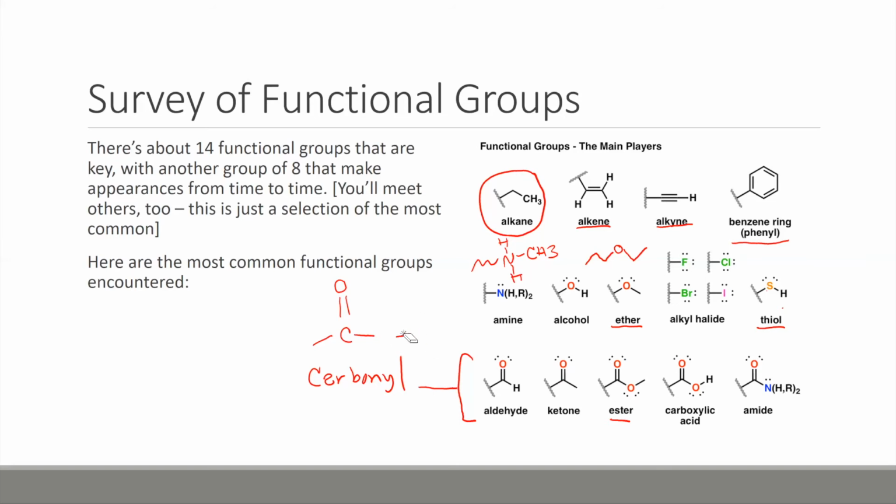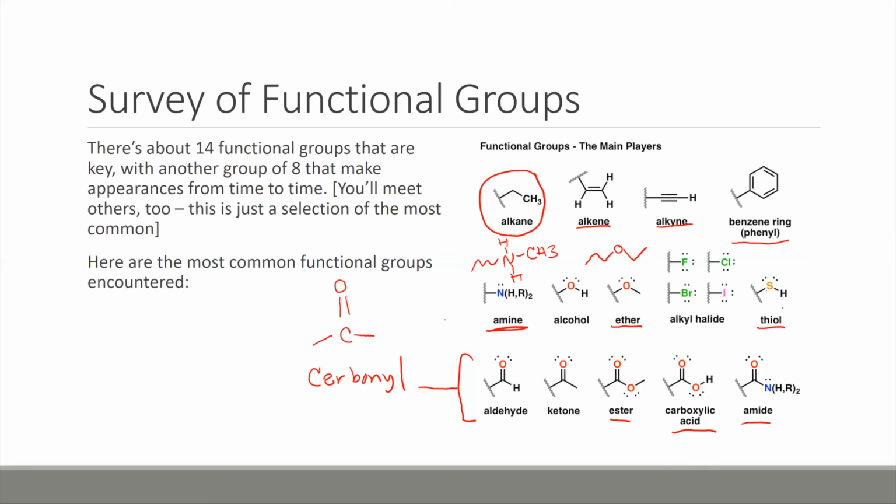If you have an OH group, or what we would think of as an alcohol group attached to a carbonyl, that is called a carboxylic acid. And if you have an amine group next to a carbonyl, it has a similar name, amide.